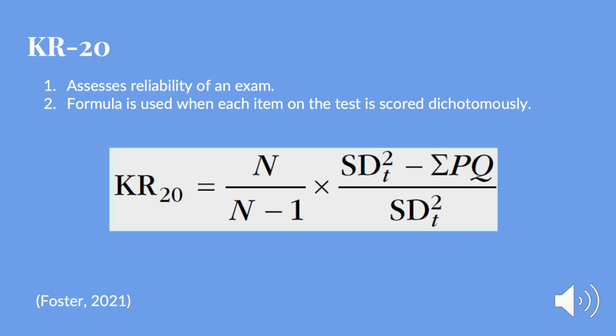One statistical analysis tool that we use is the KR-20. This formula measures internal consistency reliability for tests with right or wrong answers. A high KR-20 value, typically above 0.8, indicates that the test items work together consistently to measure student knowledge. However, a low KR-20 suggests that some items may be flawed or inconsistent. This statistic helps determine whether the test is dependable as a whole.